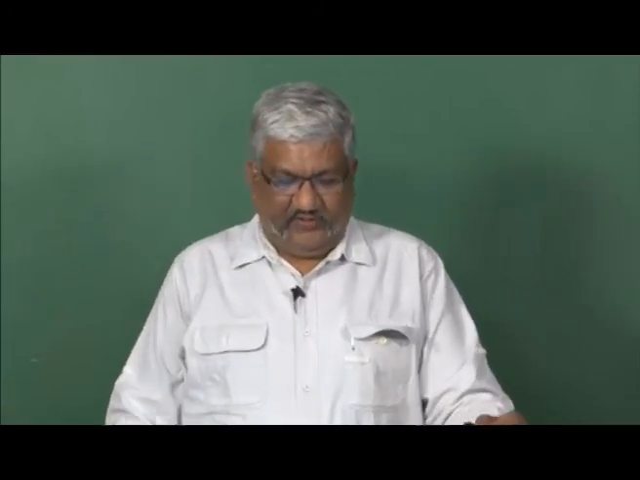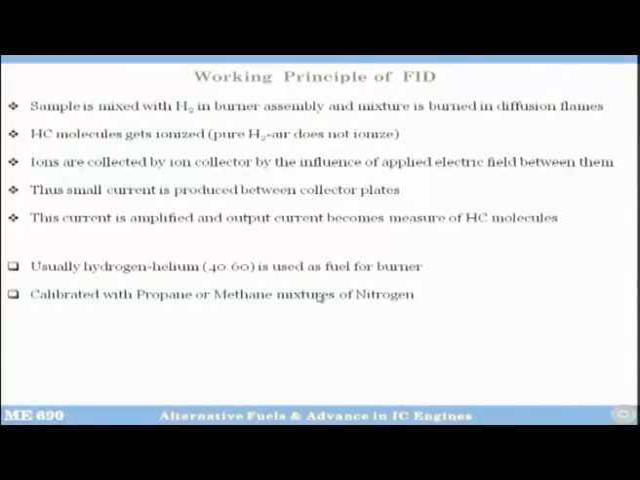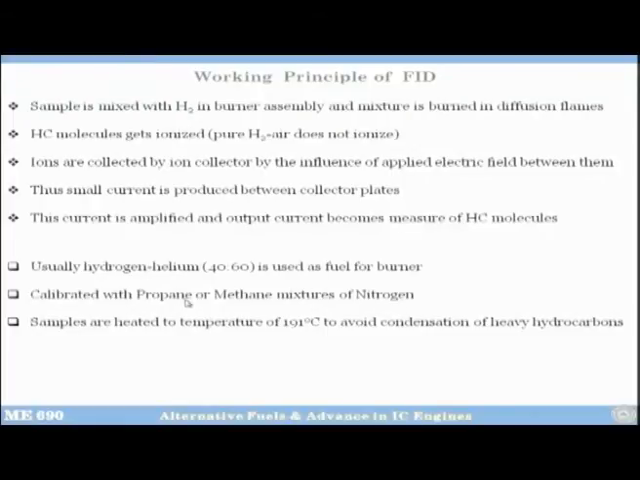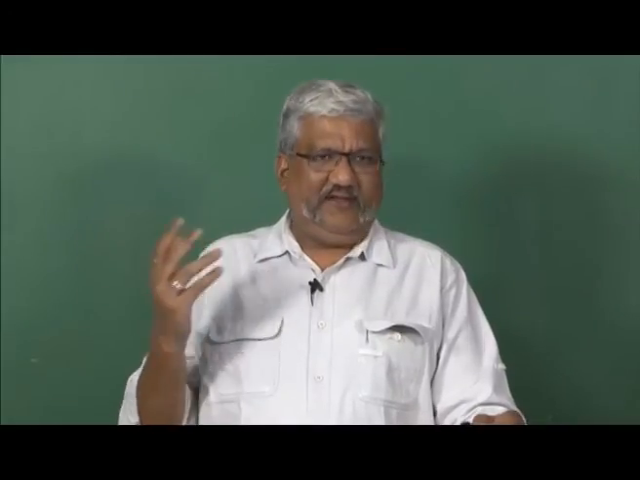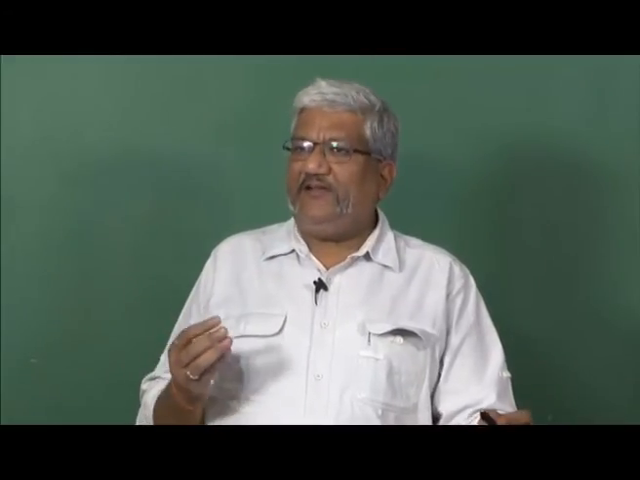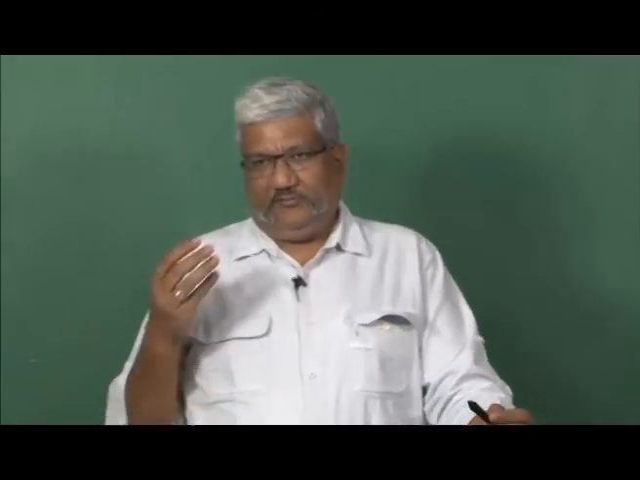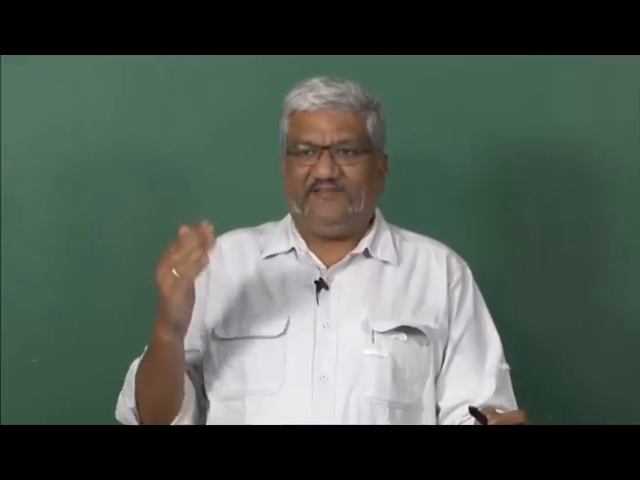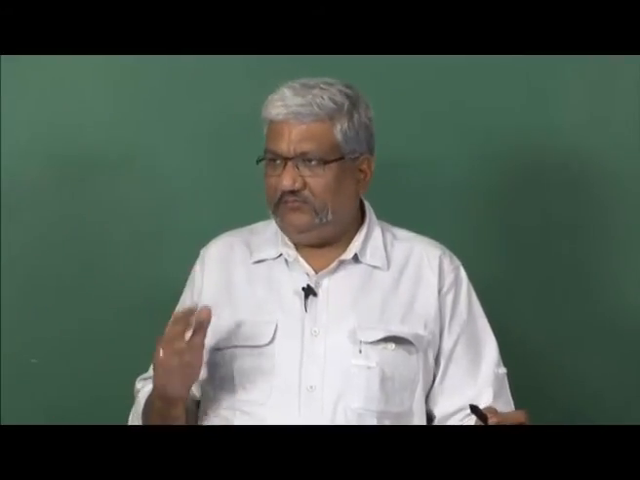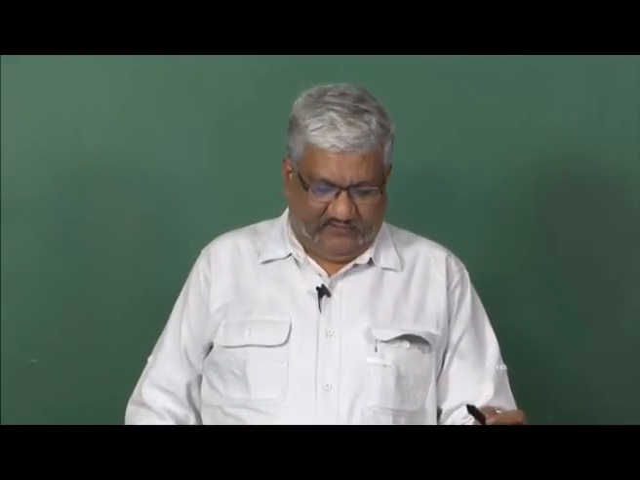So, you are going to calibrate it with methane and/or propane mixtures with nitrogen. This is called the calibration mixture. Now, for running an FID you will need at least 3 or 4 different types of mixture. One is the fuel mixture, which is helium and hydrogen, and then you will need at least 2 calibration gases of propane or methane mixed with nitrogen, right. These are the gases that will be required.